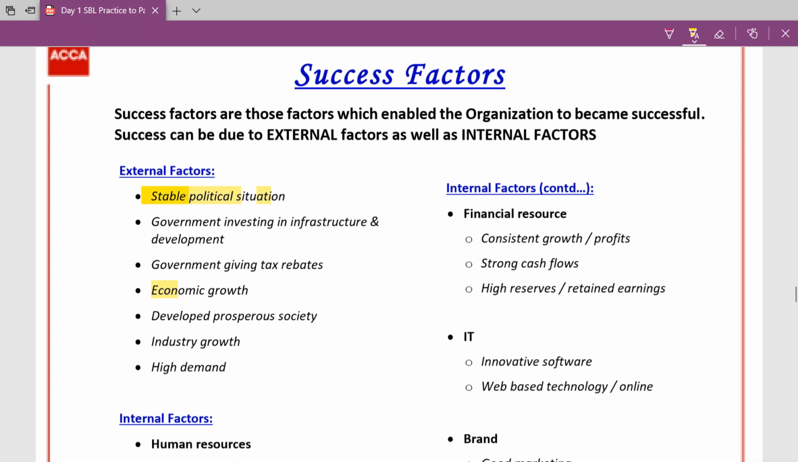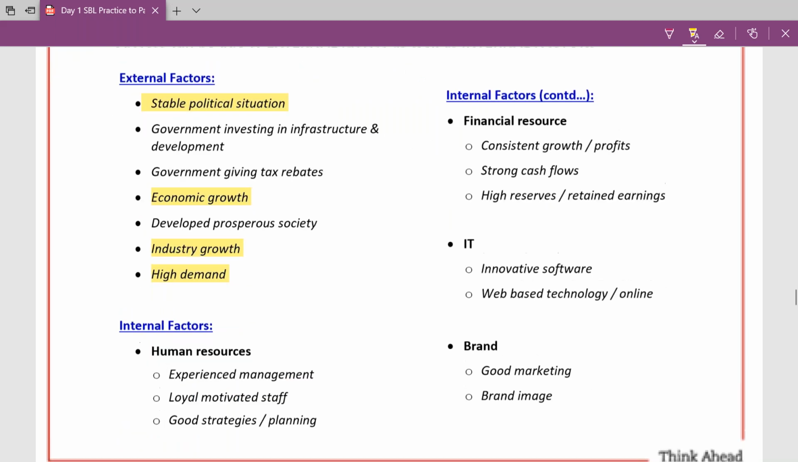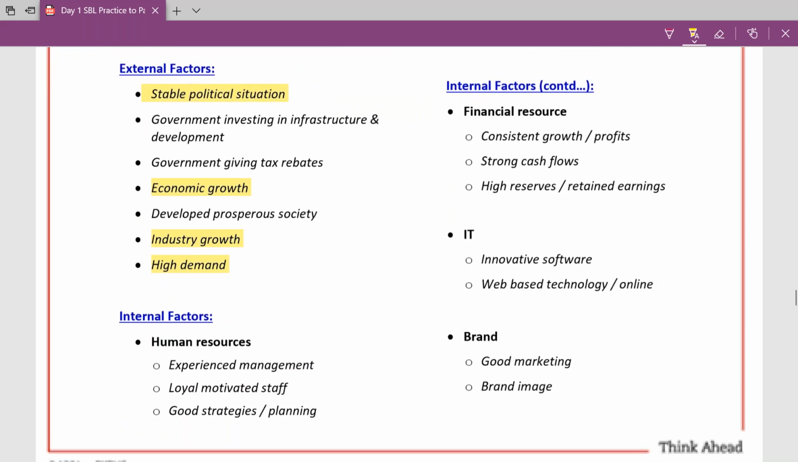So you see, a stable political situation is very important. If the economy of that country is growing, it really contributes to the growth in the revenue of the business. Industry growth is something very important: if the industry in which you are operating is in a growth stage and in high demand, obviously your revenues will grow. So all these are external factors which positively affect the business. Now there can be internal factors as well, due to which companies can be successful.